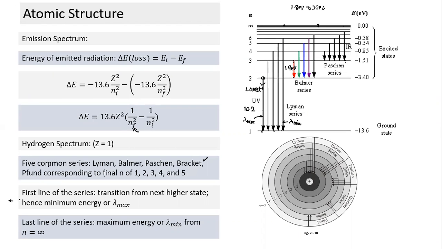So what you have done so far: one, calculated the radius, energy, and velocity of any orbital electron. And now we are talking about the emission spectrum. What are the different series? What is the first line of the series? What is the last line of the series? These are 4 or 5 points we have done, and you would have done the same thing in chemistry as well, which should make it easy for you to understand.